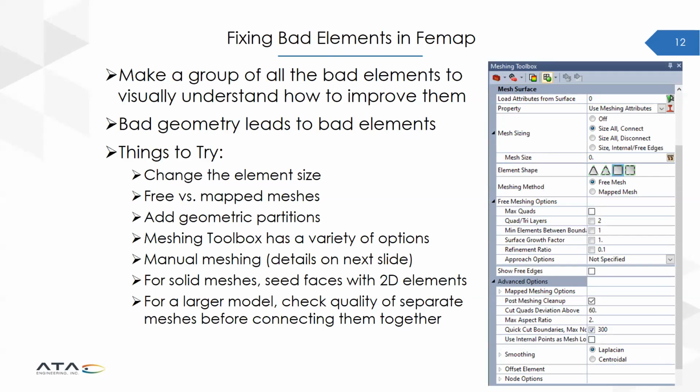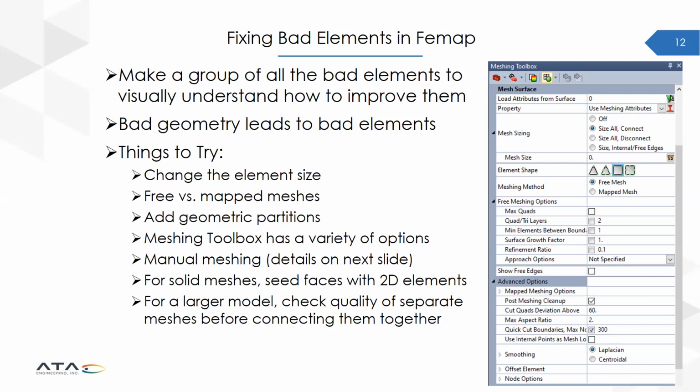So once you identify your bad elements and you've made a group of them, you can visually understand why they're there and how you might improve them. As a general rule of thumb, bad geometry often leads to bad elements. So if you have super complicated geometry or a lot of tiny sliver faces and stuff like that, that might be something to address from the start. And there's just a lot of things you can try.